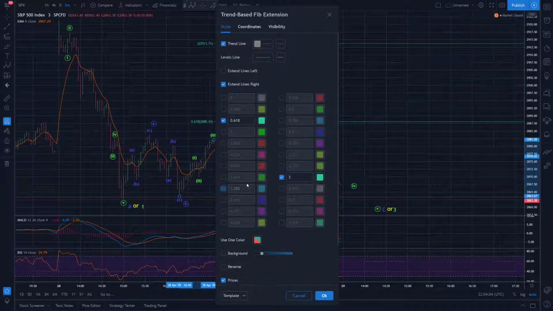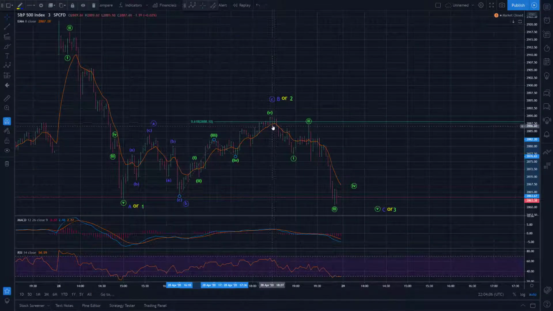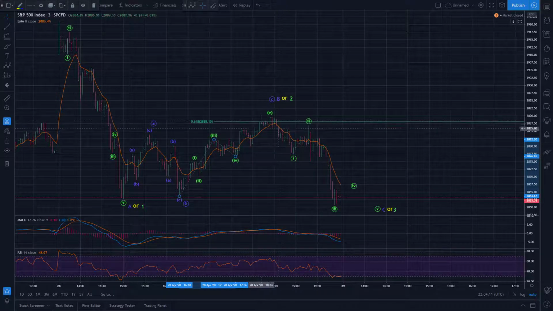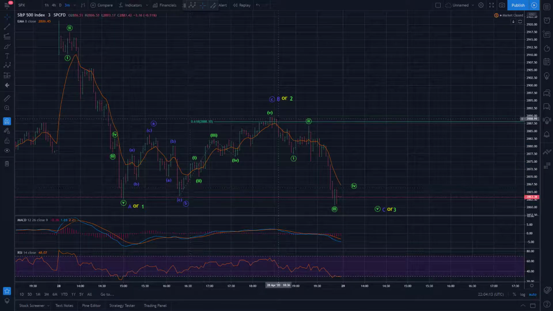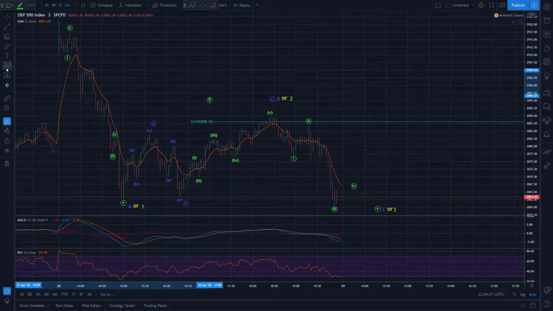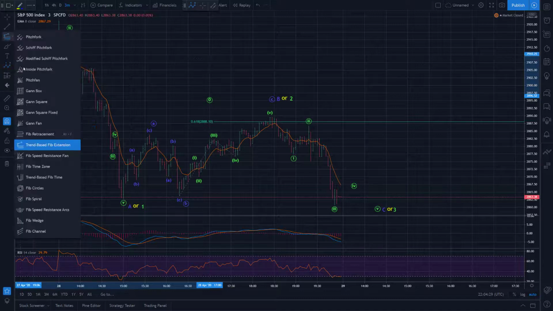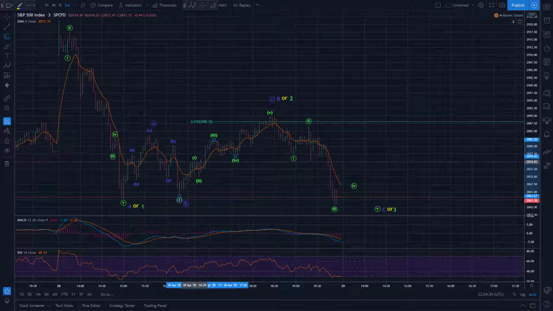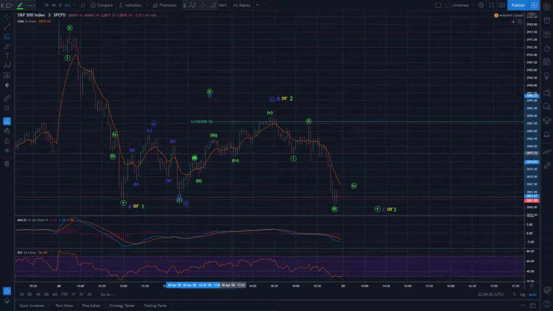So let me just throw that up there. So you see we went slightly through that 618 relationship, but not by a whole lot, and then reversed nicely. So that's one of the common fifth wave relationships. Another relationship, particularly if you have an extended third wave. Now in this case, this third wave is only slightly longer than the first wave, so it's not an extended third wave. But in the case of an extended third wave, a fairly common relationship for a fifth wave would be the distance traveled in wave 1 projected off of the termination point of wave 4.